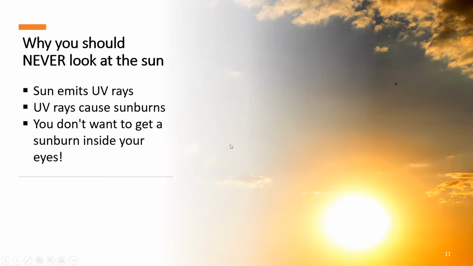And part of the emission spectrum from the sun includes UV rays, which come to Earth. And those UV rays cause sunburns if you're not wearing sunscreen on a summer day. And if you take a look at the sun without any necessary protection, that can cause the same sort of damage to your eyes as it would to your skin. So you can essentially get a sunburn inside your eyes. So that's why you should never look at the sun.